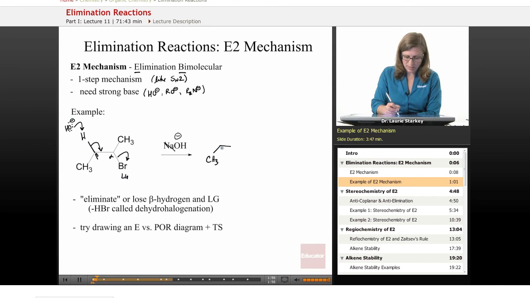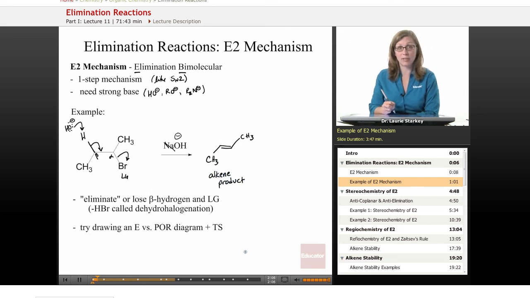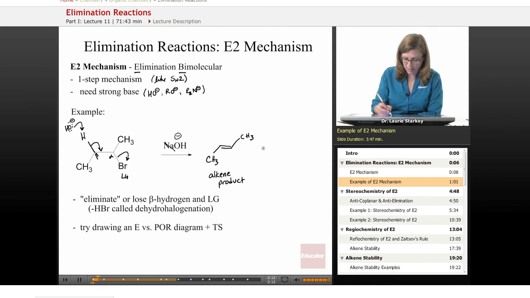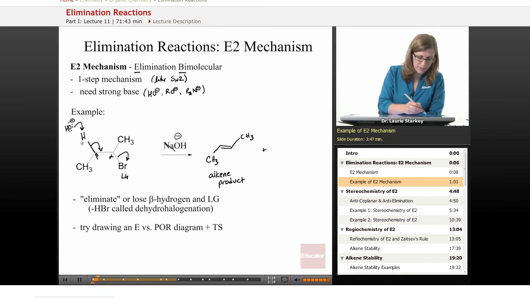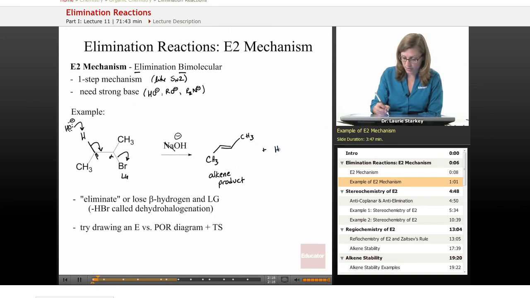So the product we're going to get will be an alkene. We're going to be forming a carbon-carbon double bond as a result of an elimination. The other products that are being formed, if I use hydroxide, I'm also forming water, the conjugate acid of hydroxide, and of course I always lose my leaving group, so I also form bromide as well.